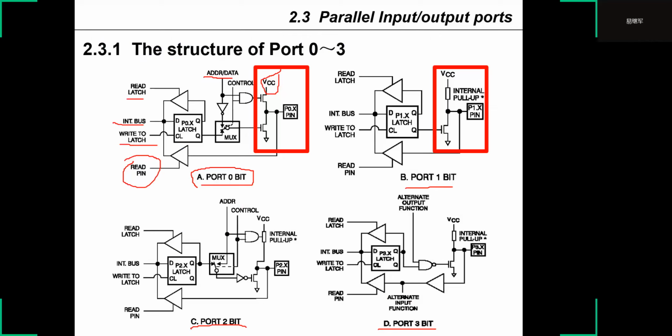We can see from these 4 figures there is a little difference between port 4 and port 1 to port 3. Here we can see a little difference. There is a resistor here for port 1, port 3, and port 2.